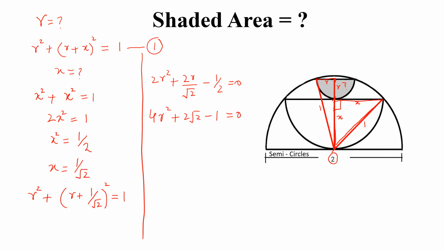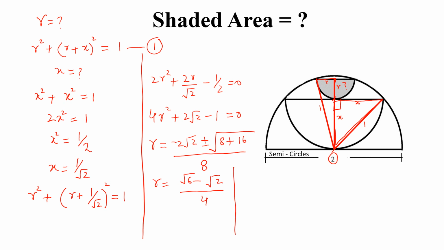We will put the values in the quadratic formula and r is equal to minus 2 square root of 2 plus minus square root of 8 plus 16 divided by 8. We will simplify this and we will get r equal to square root of 6 minus square root of 2 divided by 4. Now the required shaded area is equal to pi r square divided by 2.